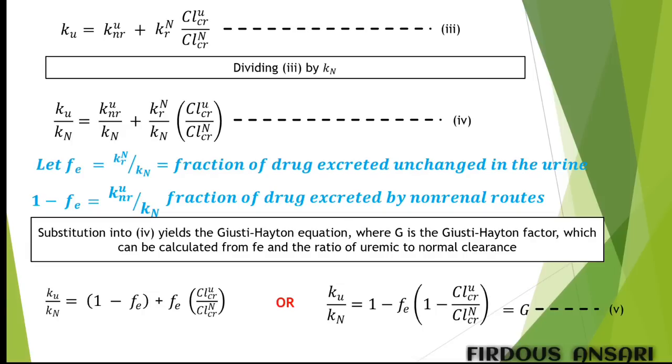So this Giusti-Hayton equation is most useful for most of the drugs for which the fraction of drug excreted unchanged by the renal route has been reported in the literature. The ratio of Ku divided by Kn can be calculated from the fraction of drug excreted by the kidney, from the normal creatinine clearance and the creatinine clearance in the uremic patients.